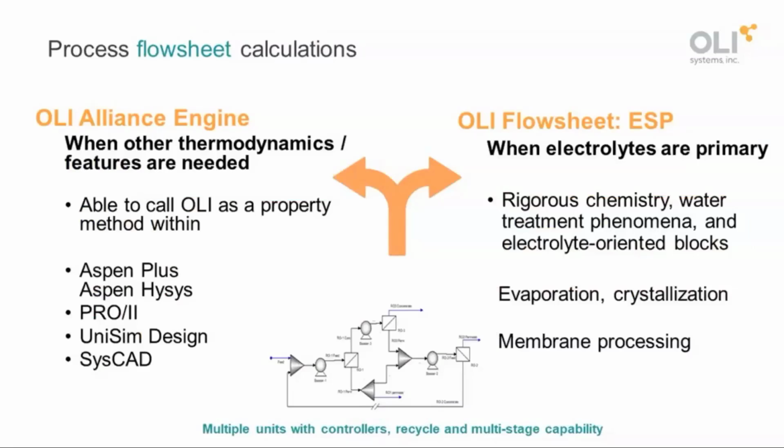Just a reiteration here of the split between when modeling process design. We have our own tool, Flowsheet, where electrolytes are primary. We do very rigorous chemistry here, so this is more of a tool for industrial water treatment where the process itself is very water chemistry centric. And then our Alliance engines where you may be already working in other tools.